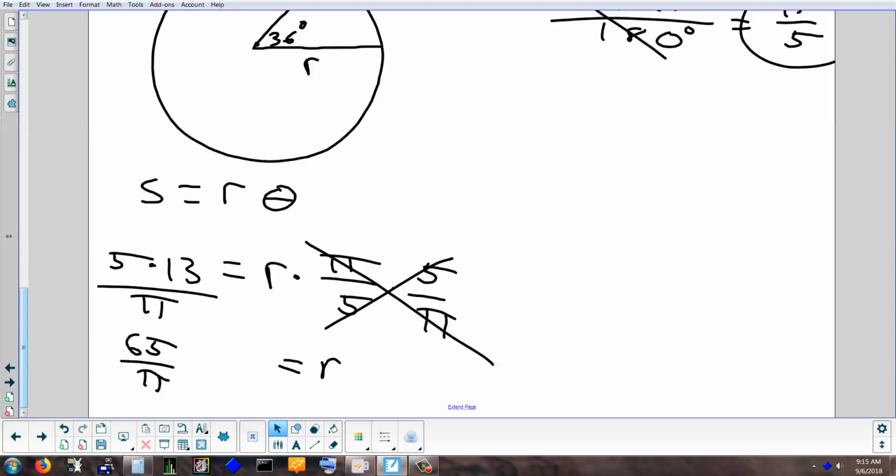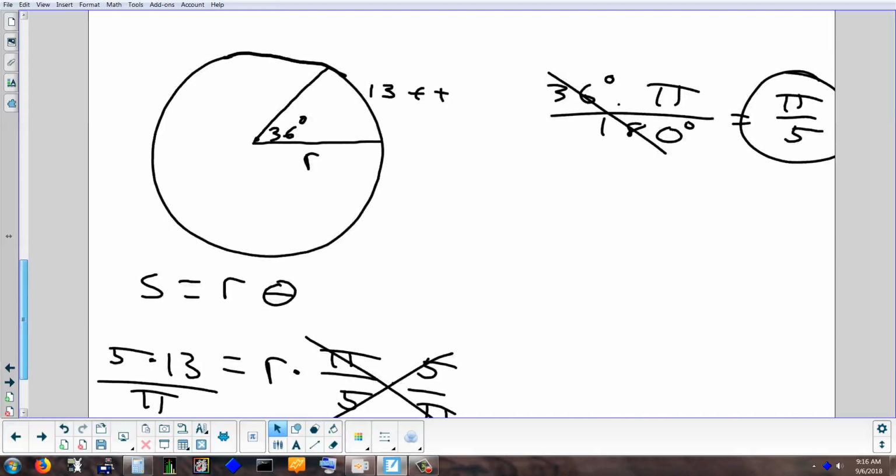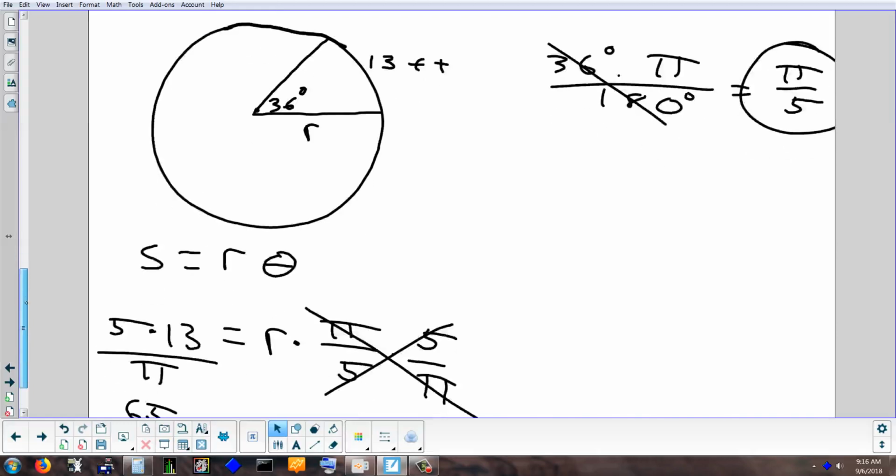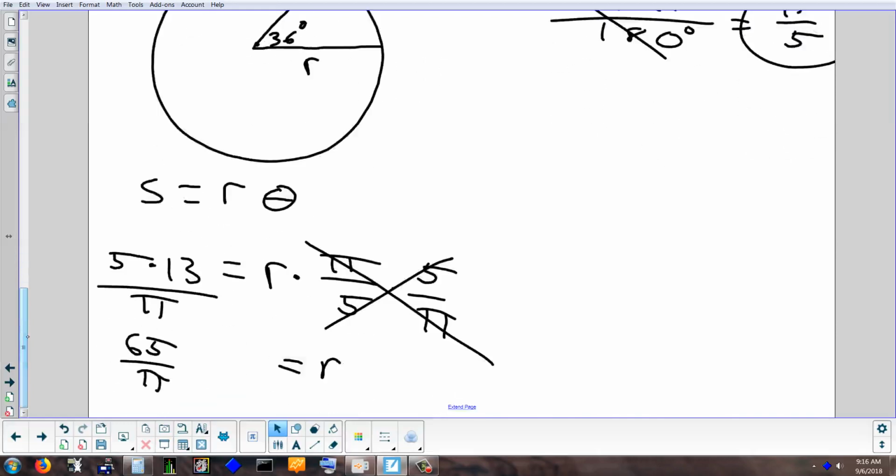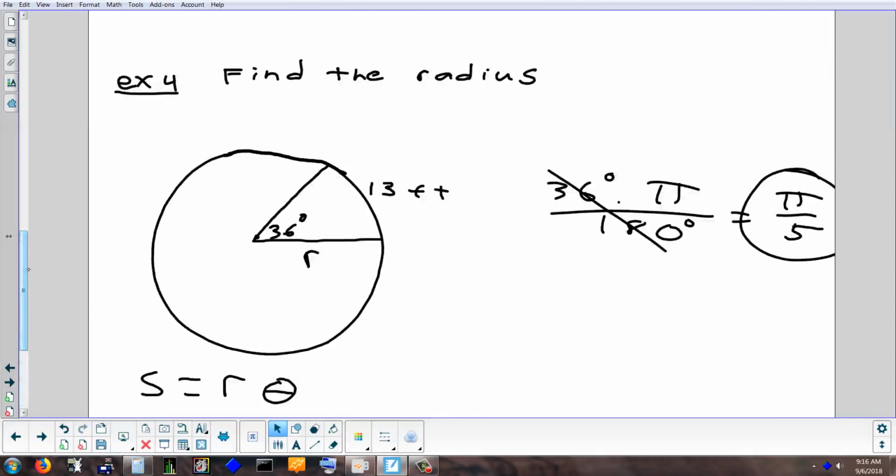R is a length. R is not an angle. R is a radius. So what should be my units on 65 over pi? Feet. You remember R is the radius. So how long is this? That's measured in feet.